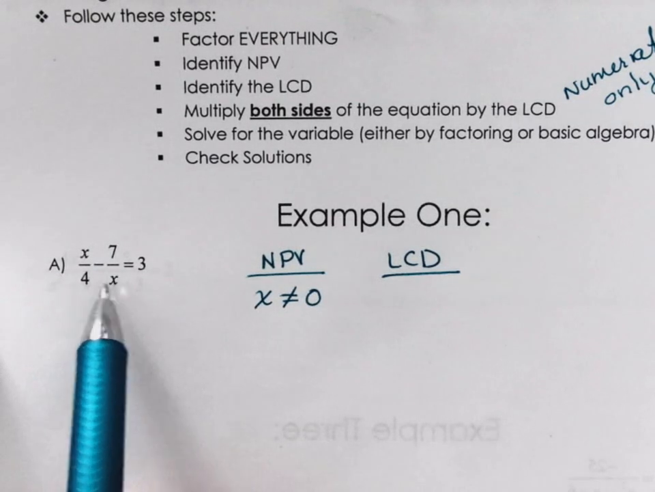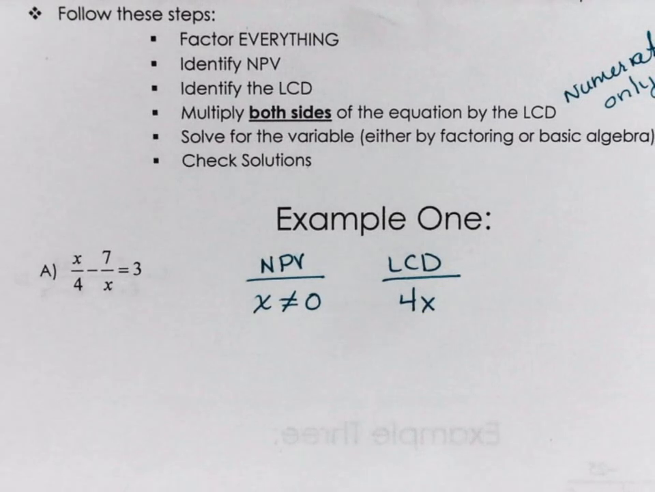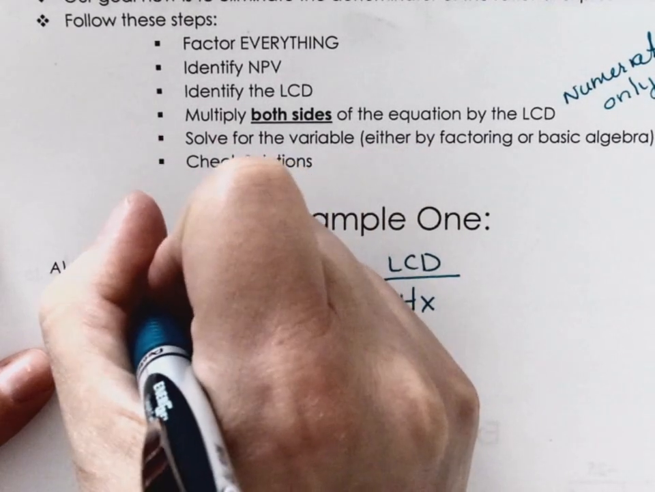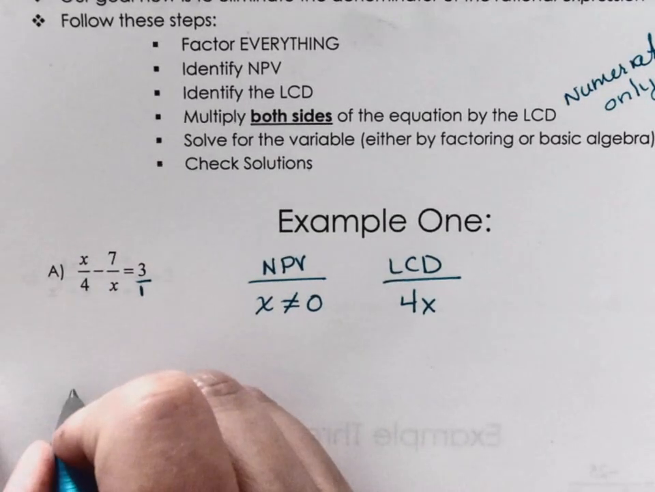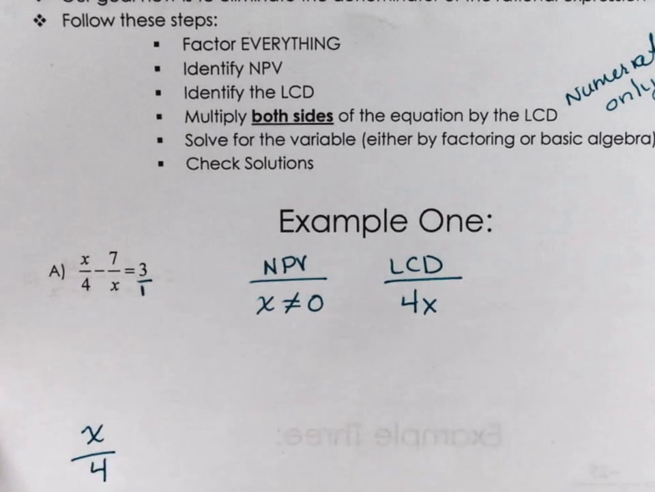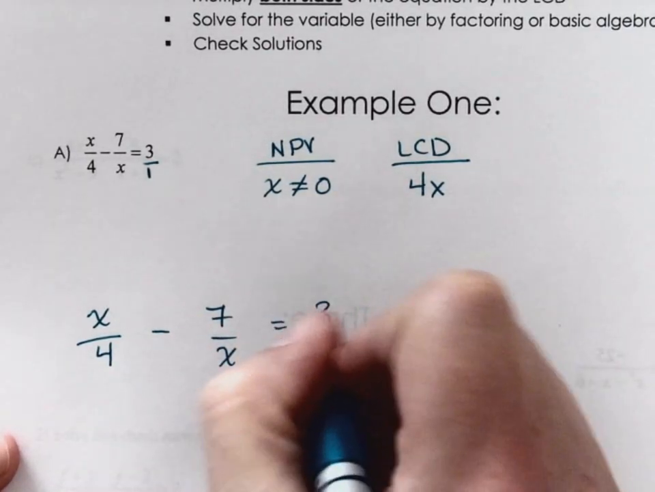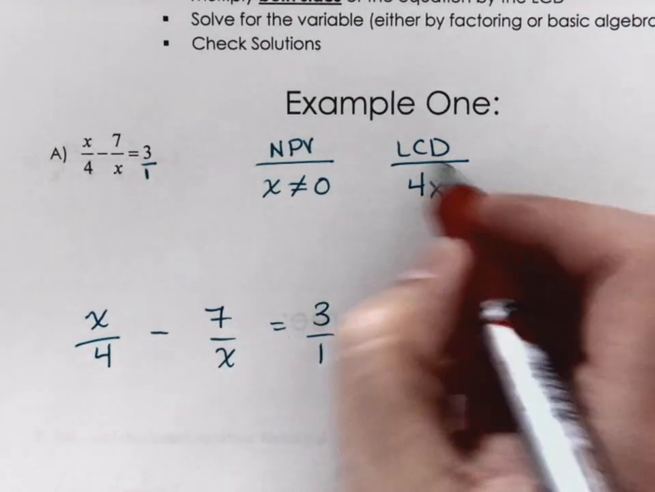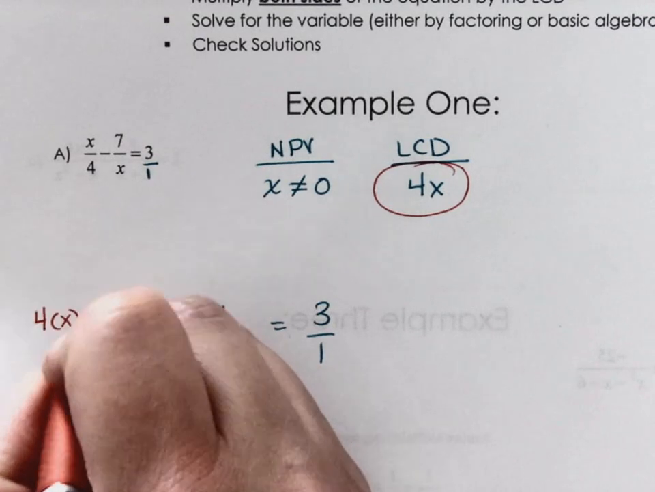What is my LCD? 4x. 4x. Caden is on fire today. And the 3, if you want to write it as a fraction, it's just going to be 3 over 1. So now what do I do with my LCD? All numerators by the LCD. I'm just going to rewrite this just so I can make it bigger. So we said our LCD was 4x. So I'm going to times this by 4x. Oh, I didn't need a bracket, but I put it.